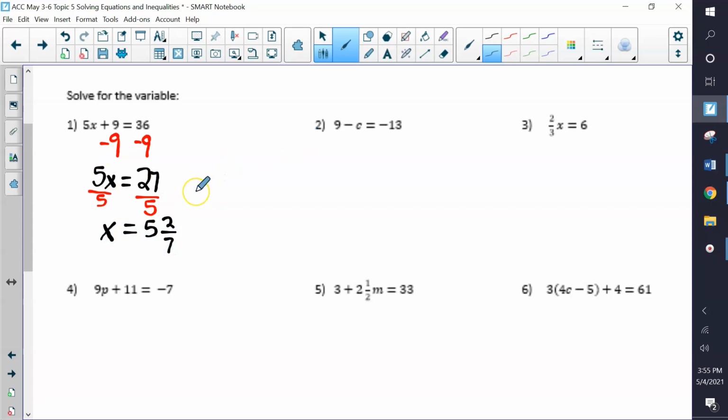And there you have your solution. So x is 5 2/7. If you did it by a calculator, it probably took you longer because this is not hard to do right here, but you would get 5.4. All right, let's take a look at number 2.